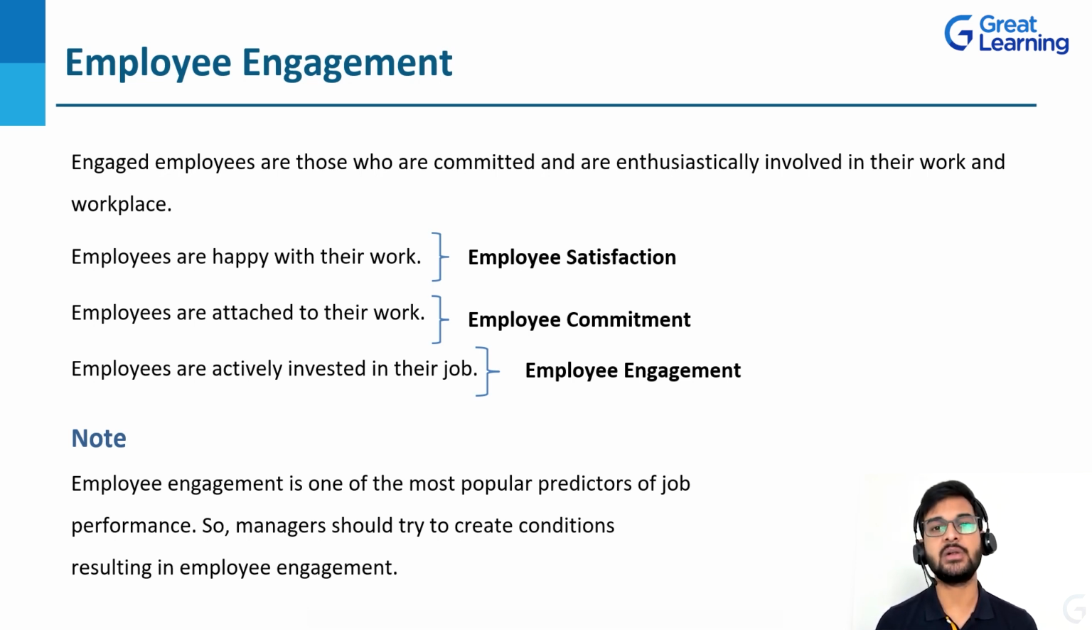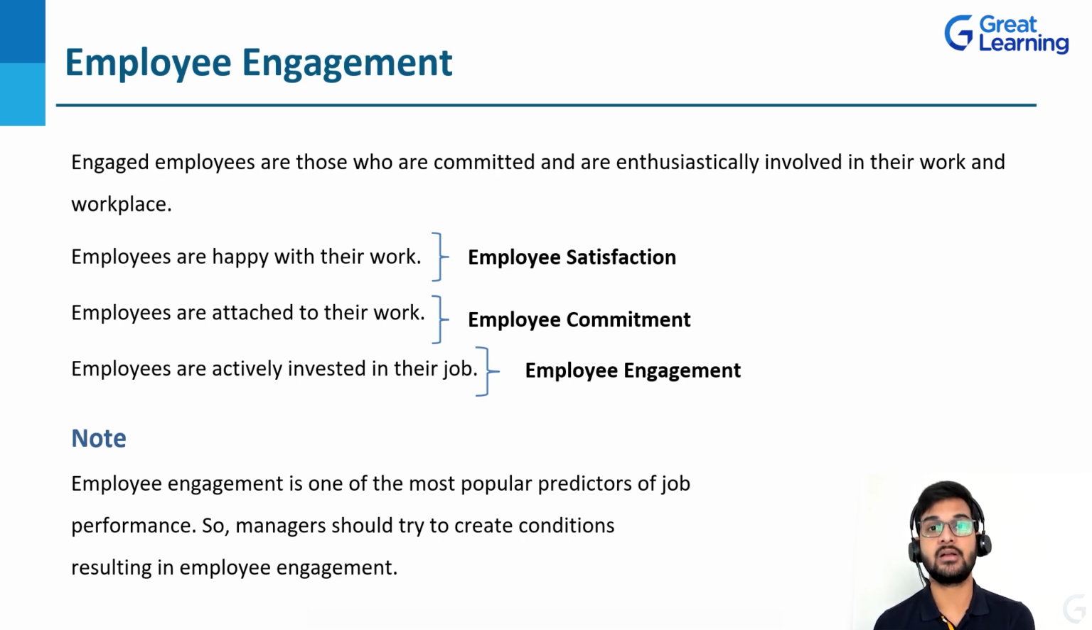If you have to see what the difference is between satisfaction, commitment, and engagement, just look at these three sentences. Employees are happy with their work. That means the employees are satisfied. They really like what they are doing. That's it. But if we say employees are attached to their work, they are ready to do something extra for the work that they are doing, that means employees are committed.